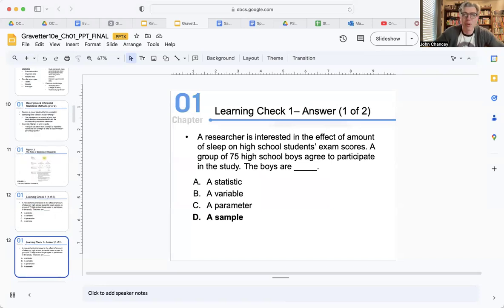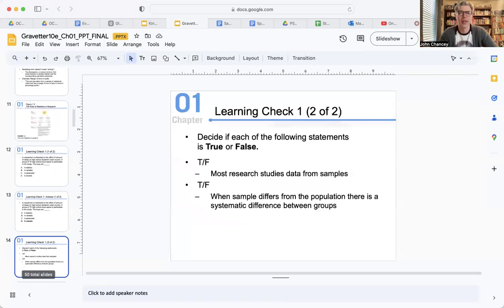They are a sample. 75 high school boys agreed to participate in the study, assuming at this high school there are more than 75 boys. There could be 150 boys and half of them agree to participate. Who knows? I'm just making up a number.